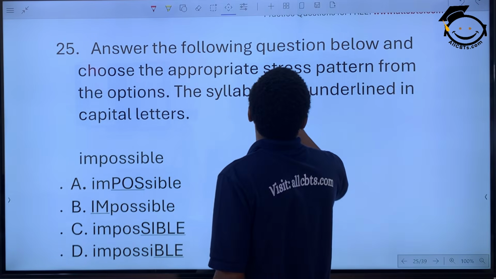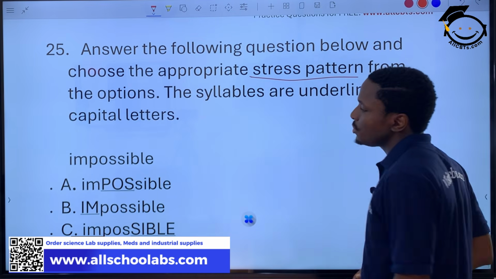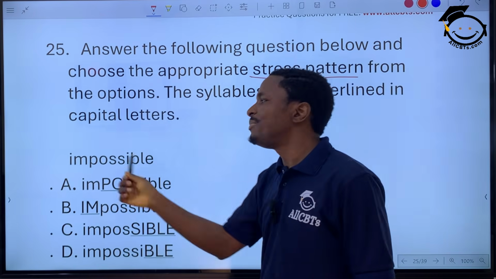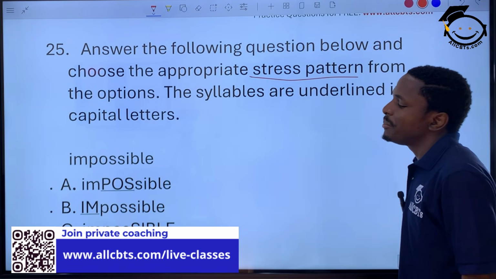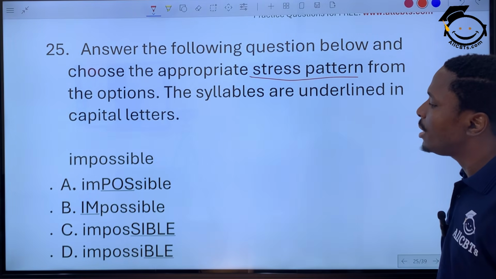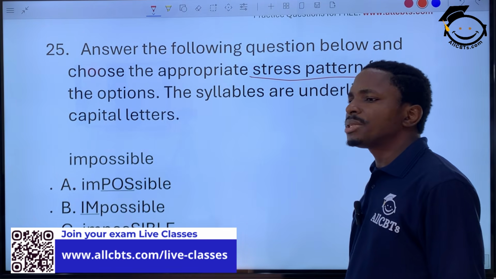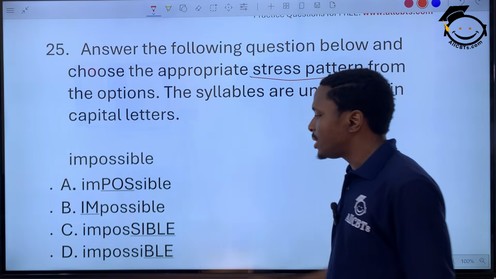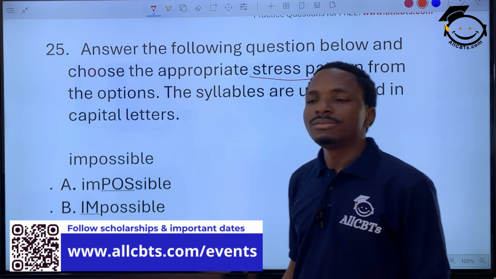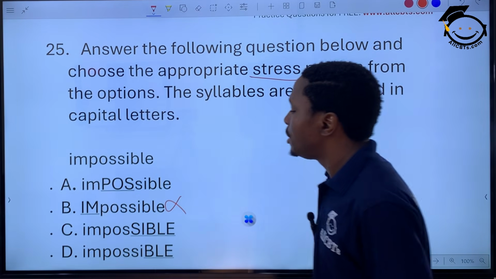Stress pattern. So what's the word? Impossible. Nothing is impossible for me. Let's see what we have now. Impossible. That's this first one. Wrong. We can't take this one. This one is wrong.